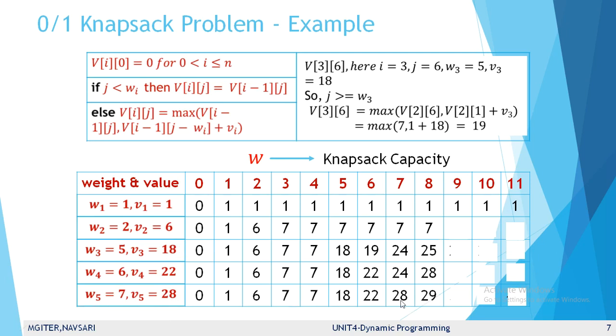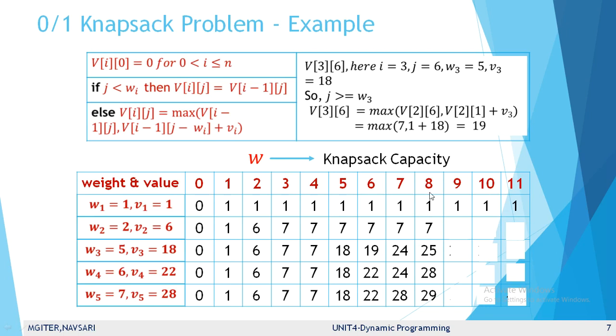Now in column number 8, in row 1 we include the one item. Here we include the two items with the weights of 1 kg and 2 kg. So the profit is 7.